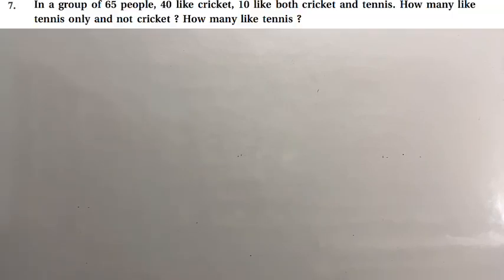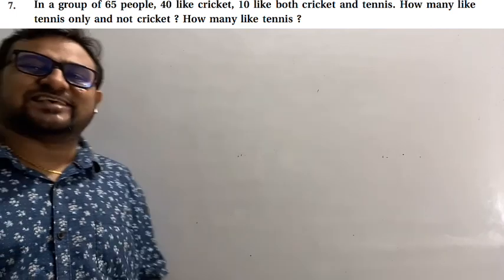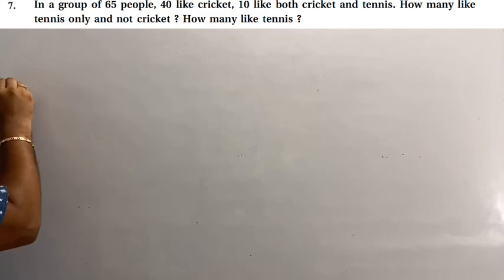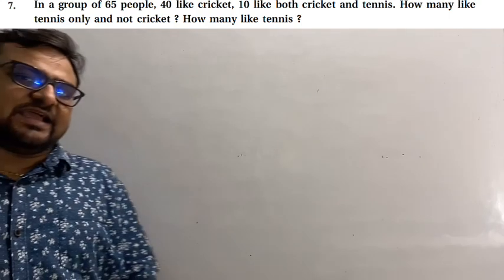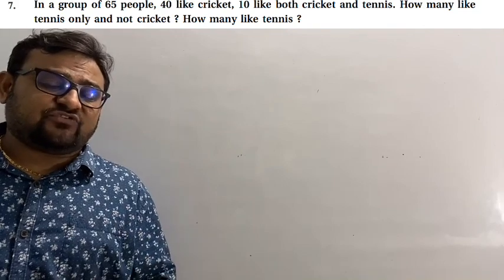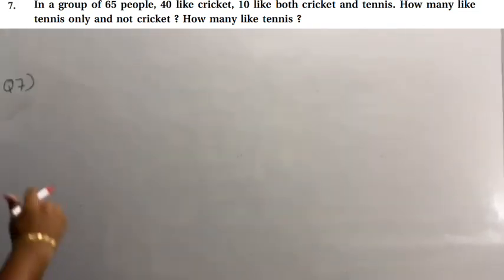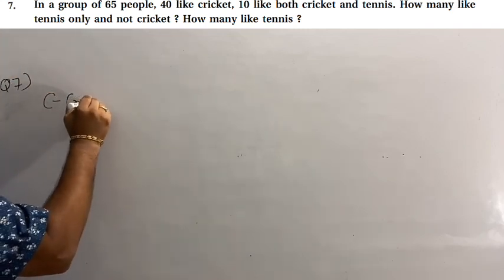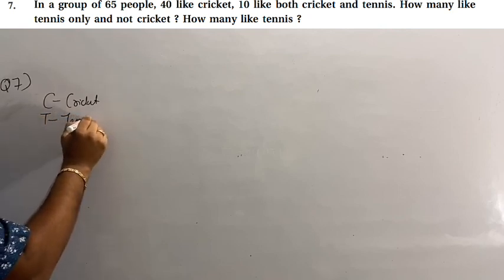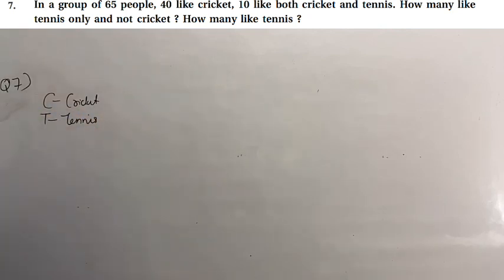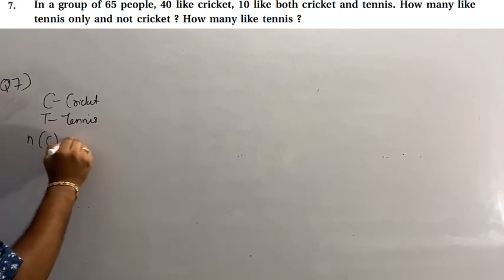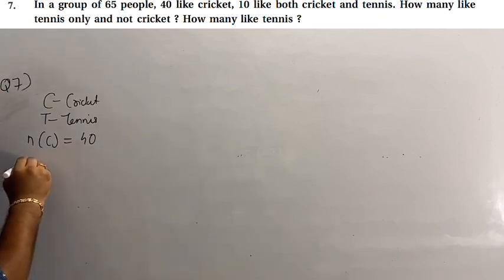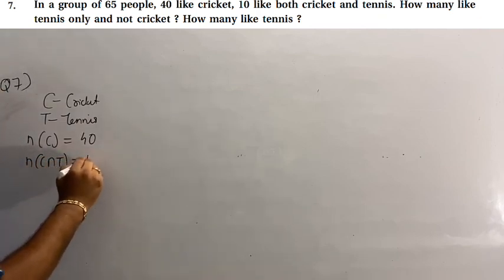Now let's move to question number 7. Okay, so question 7. In question 7, you can see that in a group of 65 people, 40 people like cricket. So we take C for cricket and T for tennis. 40 people like cricket and 10 people like both, that is cricket and tennis. So C intersection T is equal to 10.